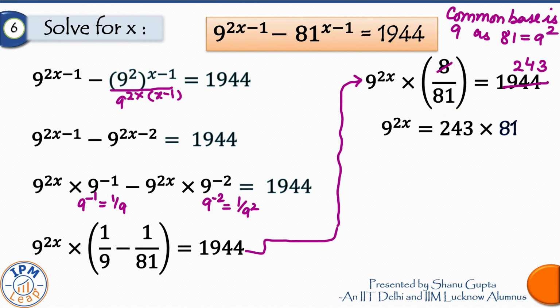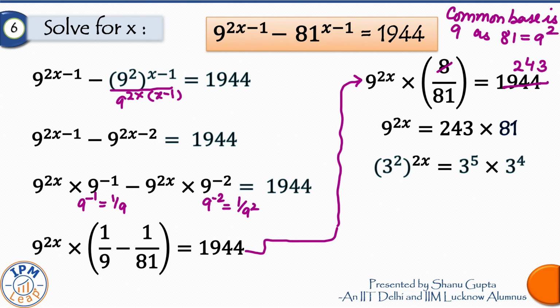Now here it's a very tempting thought that the right hand side should be a power of 9, because till now we have taken the base 9 and it has worked well for us. But no, the right hand side is not a power of 9, but it's a power of 3. 243 is 3 raised to the power of 5 and 81 is 3 raised to the power of 4. So instead of converting the right hand side into a power of 9, we convert the left hand side into a power of 3 because 9 is 3 square.